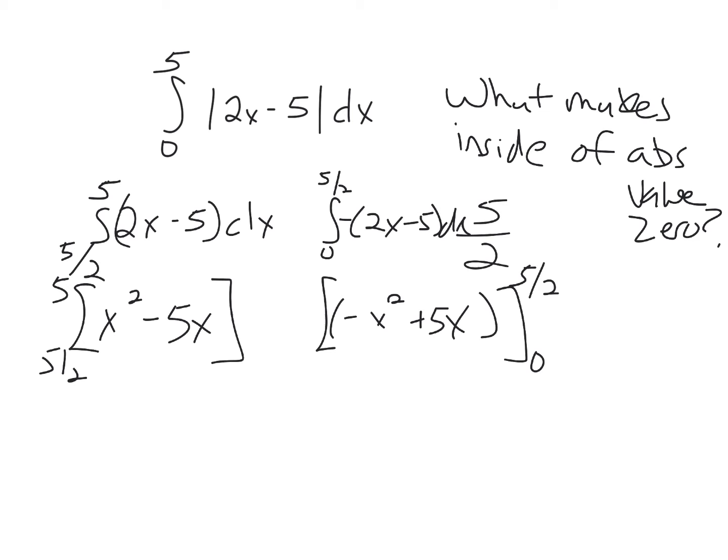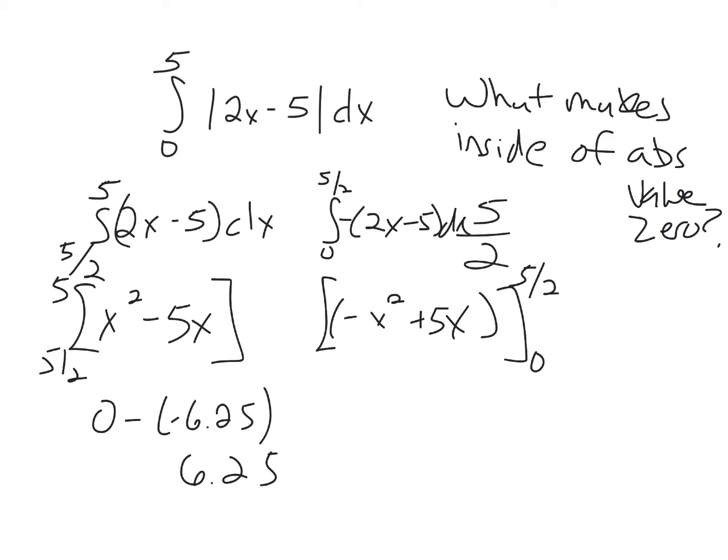Over here on the left, when we put 5 in, you get 0. You get 0 minus, when you put 2.5 in, you get negative 6.25, which gets you 6.25.